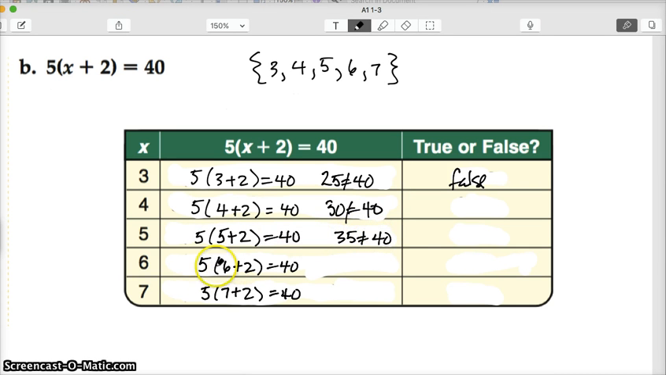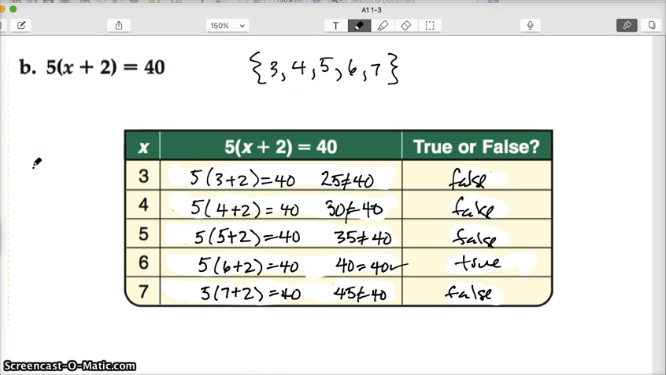And then 5 times 8. Remember, we're doing what's in the parentheses first. 6 plus 2 is 8. 5 times 8 is 40. And we see that we've got one that works. 7 plus 2 is 9. When I multiply that by 5, I get 45. And we can see that that is not a solution either. So all of these are false, except for when we choose x equaling 6, and that's true.